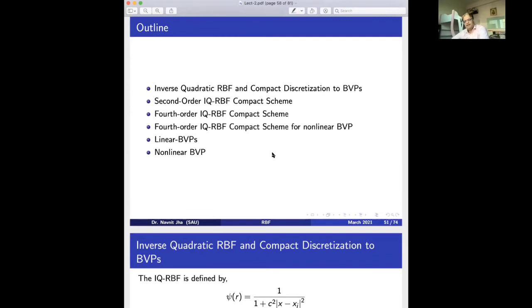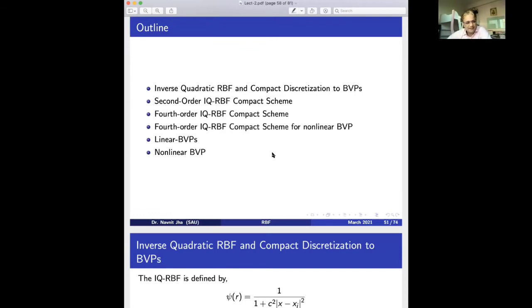Yeah. So now there is another topic. Actually, whatever I have discussed is for Gauss radial basis function. There are other types of radial basis function also. So I am going to discuss inverse quadratic radial basis function. This is another type of radial basis function, very interesting.